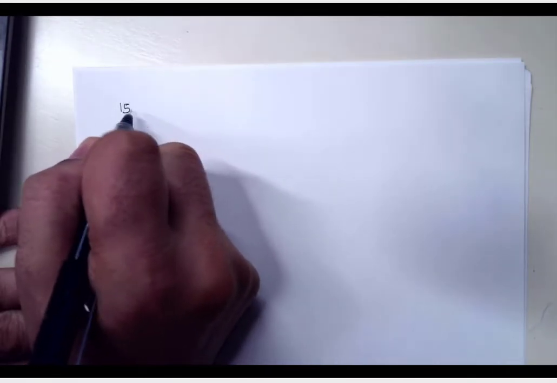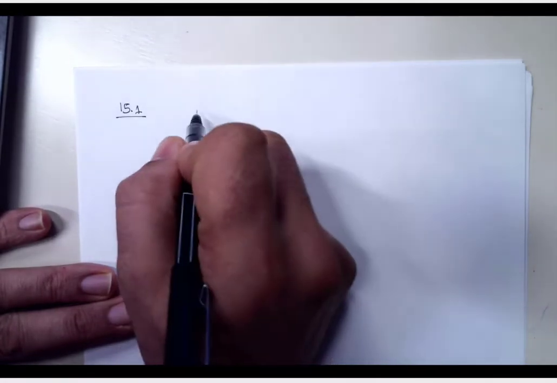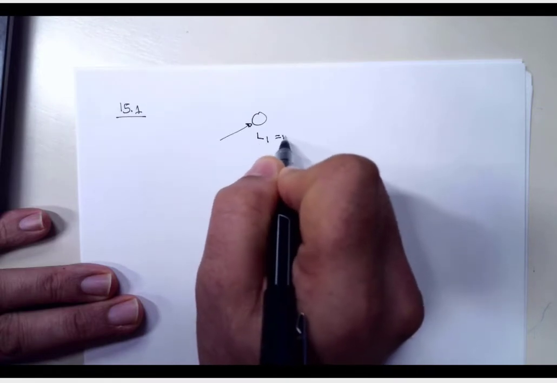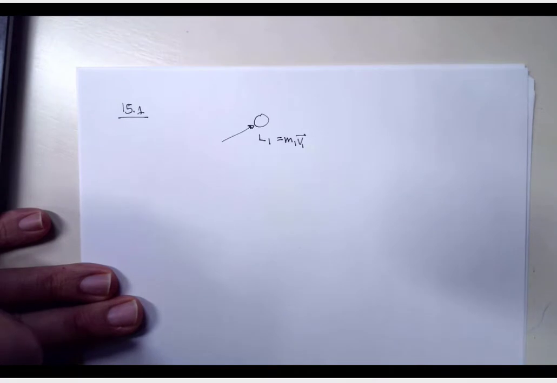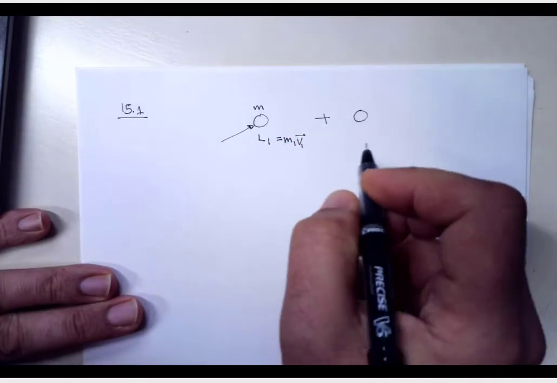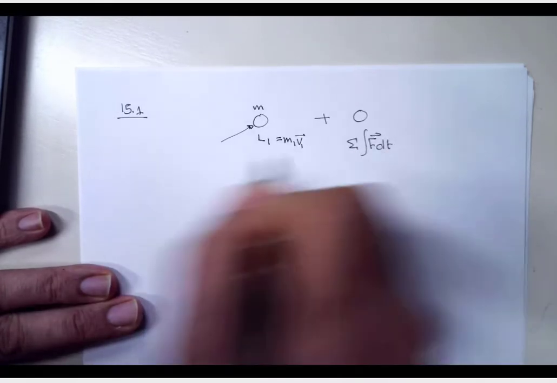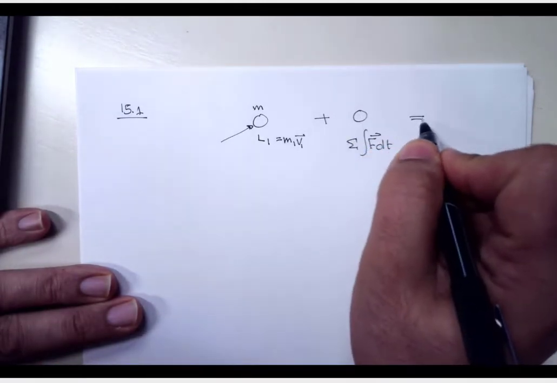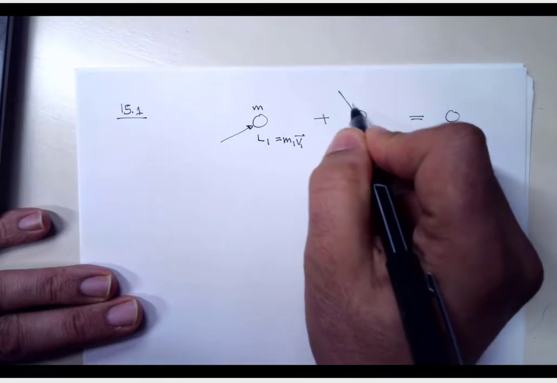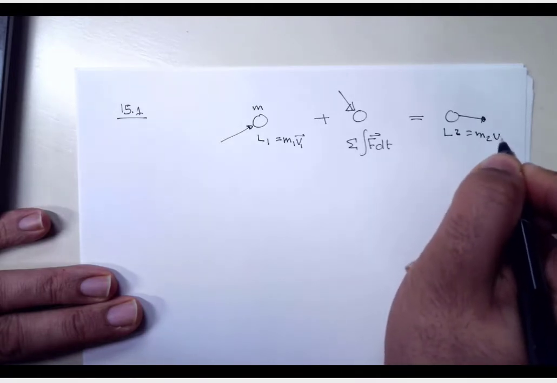Previously, in section 15.1, what we studied is the momentum diagram where we have a particle, and this particle has an initial momentum L1 that is equal to m1 v1 vector. When this particle that has a mass m undergoes an impulse force netted by the summation of all the impulse forces, F dt vectors, it's going to lead to a change in the momentum of that particle to L2, which is equal to m2 v2.